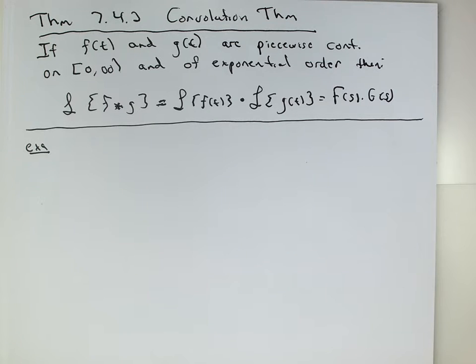Now we're going to look at the convolution theorem. We have f of t and g of t that are piecewise continuous on that interval from 0 to infinity, of exponential order. Then the Laplace transform of the convolution of f and g is simply going to be the Laplace transform of f of t times the Laplace transform of g of t, and that is going to yield us F of s times G of s.